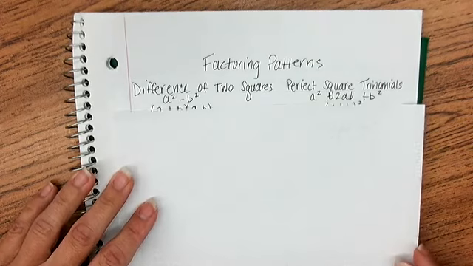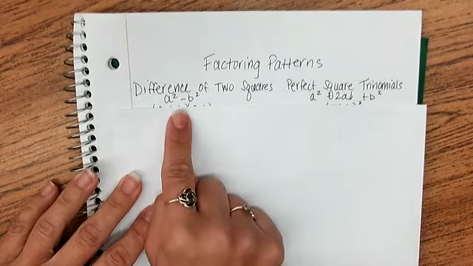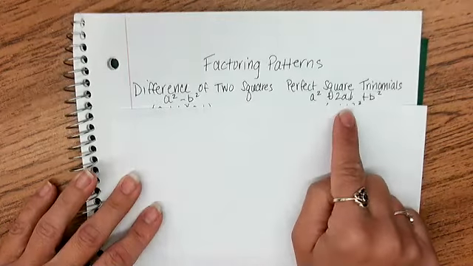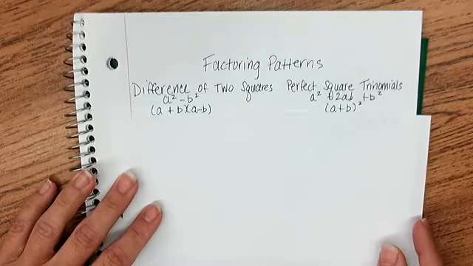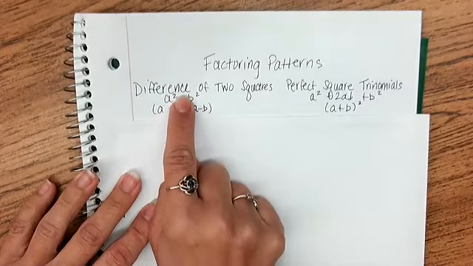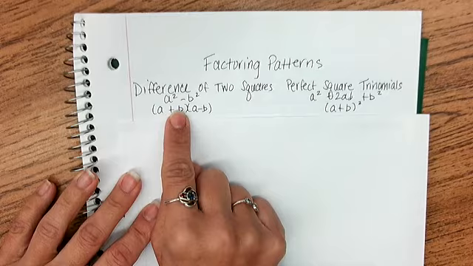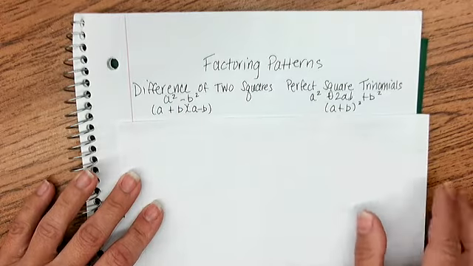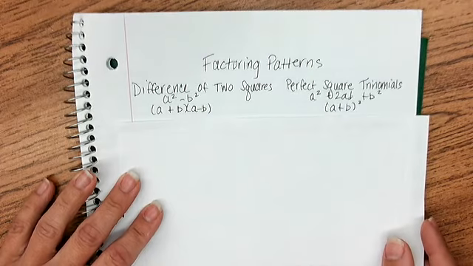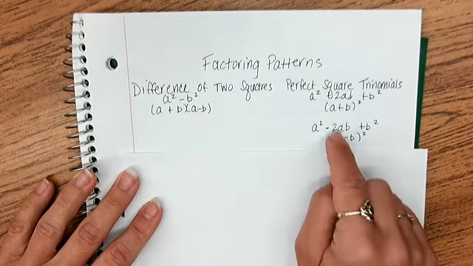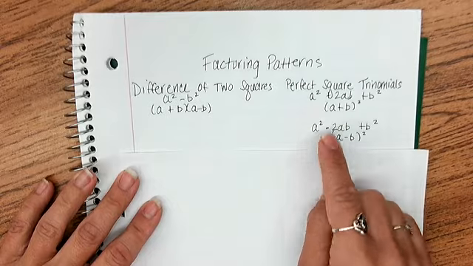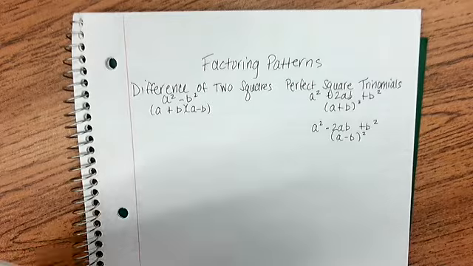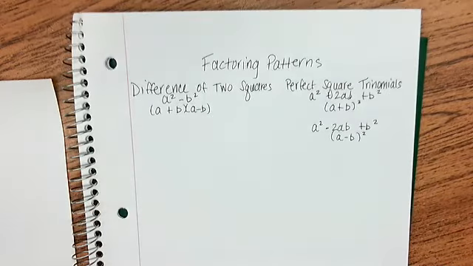The difference of two squares looks like a squared minus b squared, and perfect square trinomials look like a squared plus 2ab plus b squared. Difference of two squares, you'll notice, is missing the middle term and factors as a plus b times a minus b. And perfect square trinomials factor as a plus b quantity squared. You can also have a perfect square trinomial where the middle term, instead of being positive, is negative, and it factors as a minus b quantity squared. So again, you should pause and take notes on that.